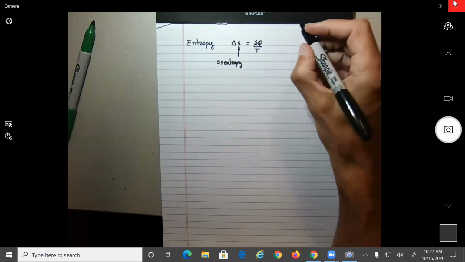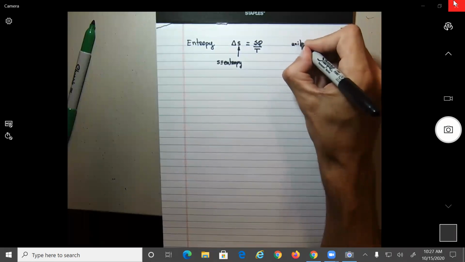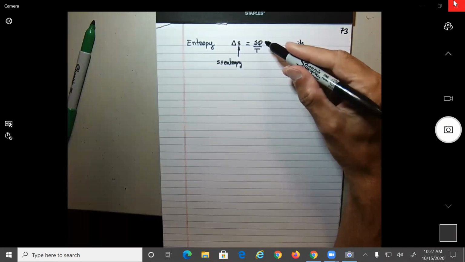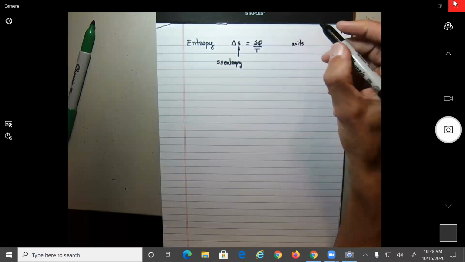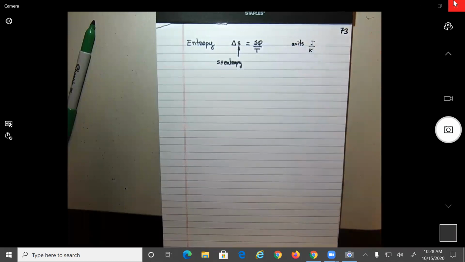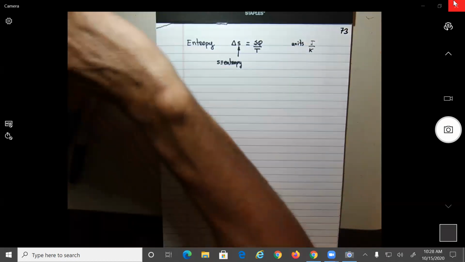So this is the entropy. What should be the units? What will be the units of Q? Generally joules, kilojoules, and this will be in Kelvin, no? All right.